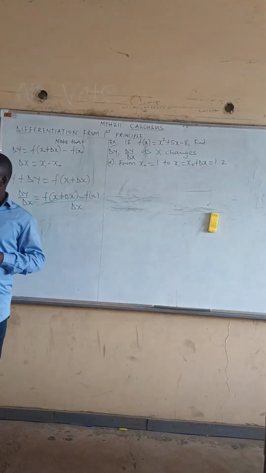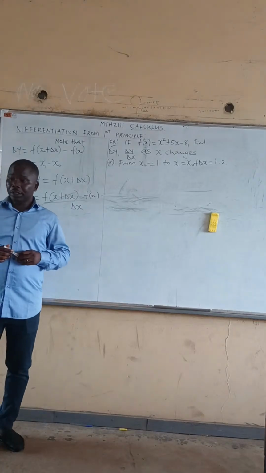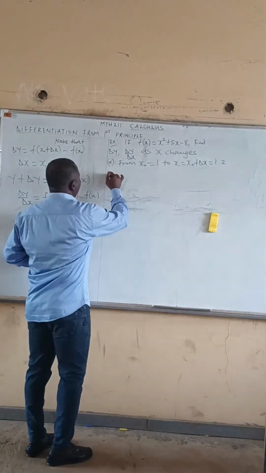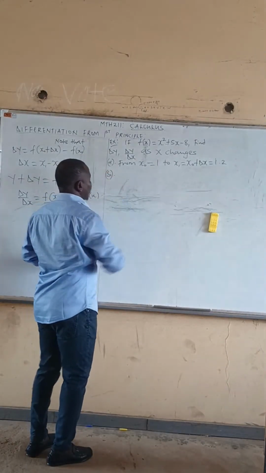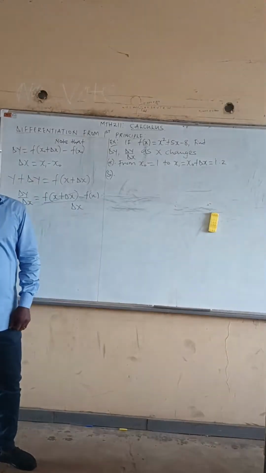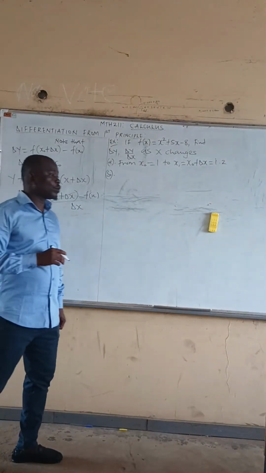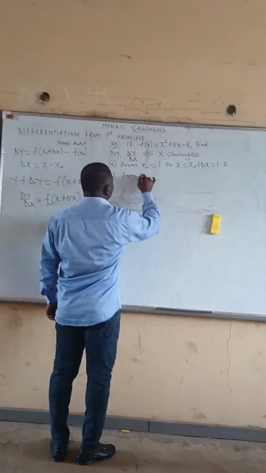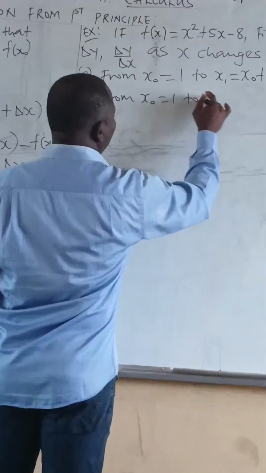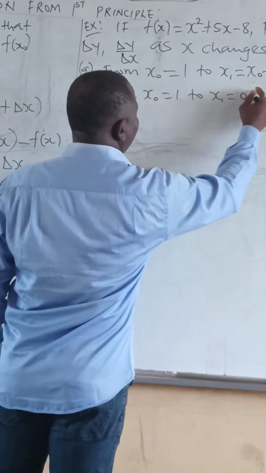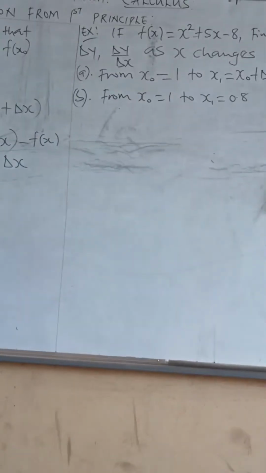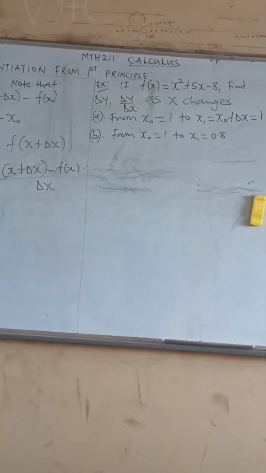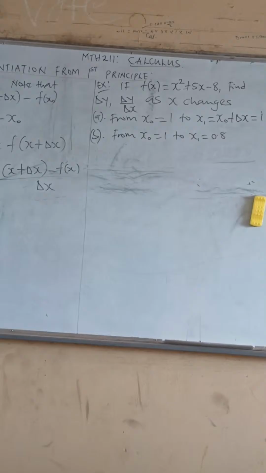Then b, as x changes from x naught equals 1 to x1 equals 0.8, right? Am I right? Yeah. That is that. Amen? Okay.